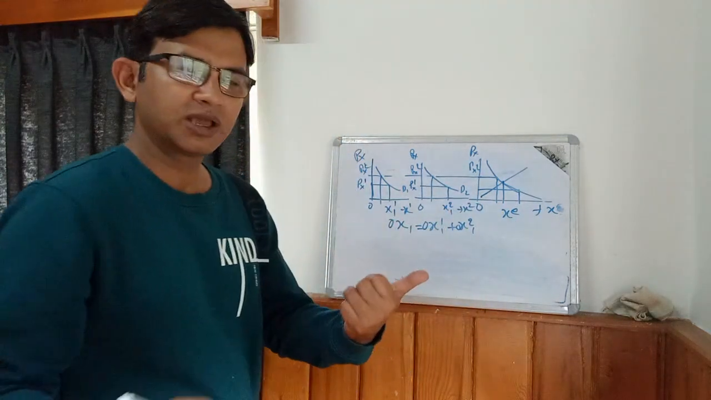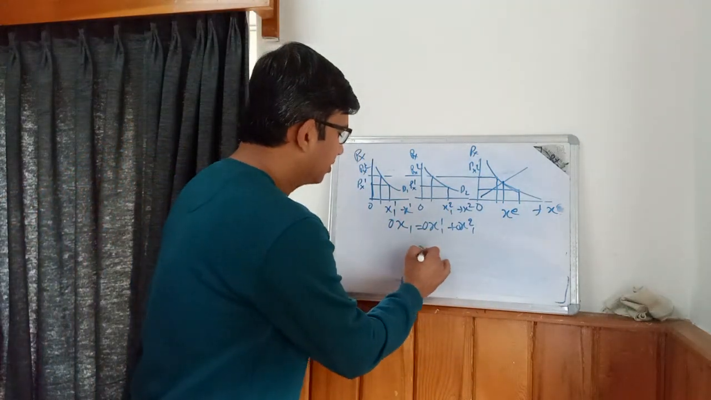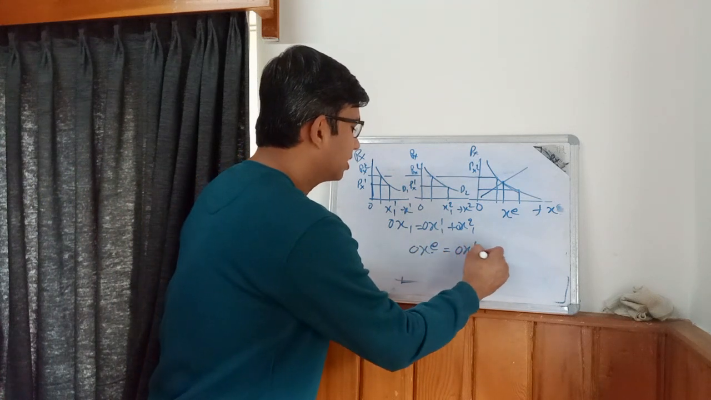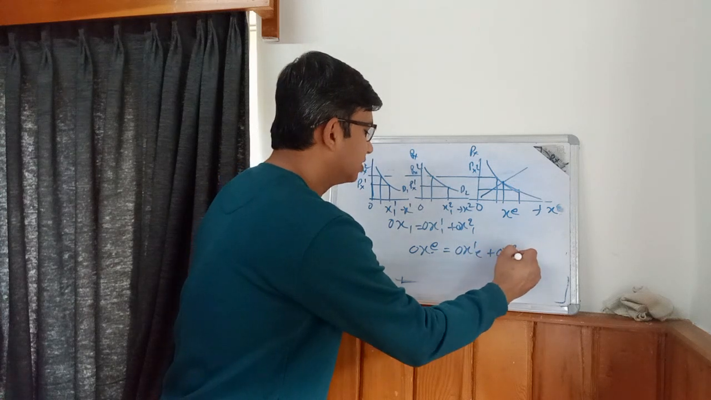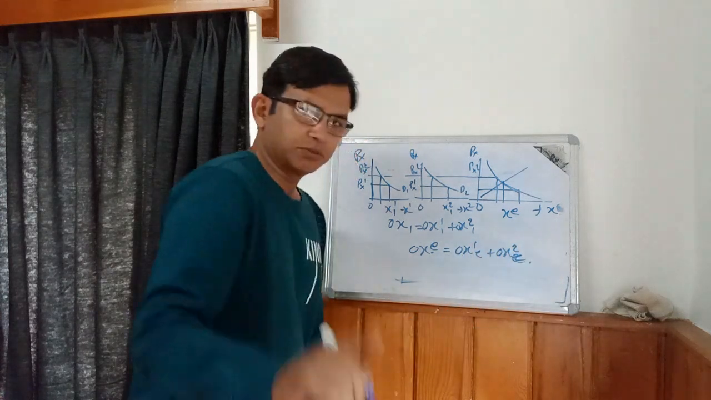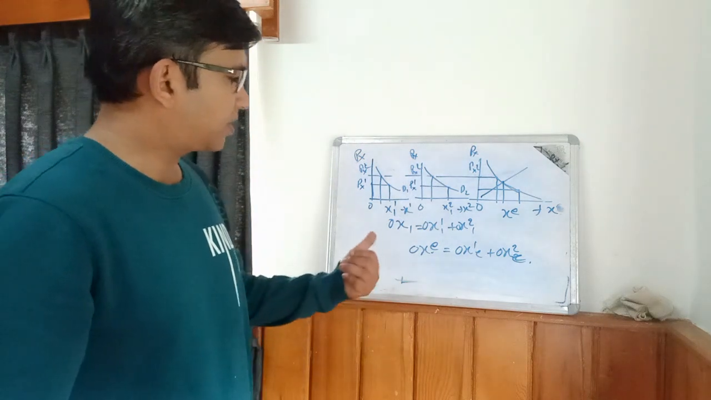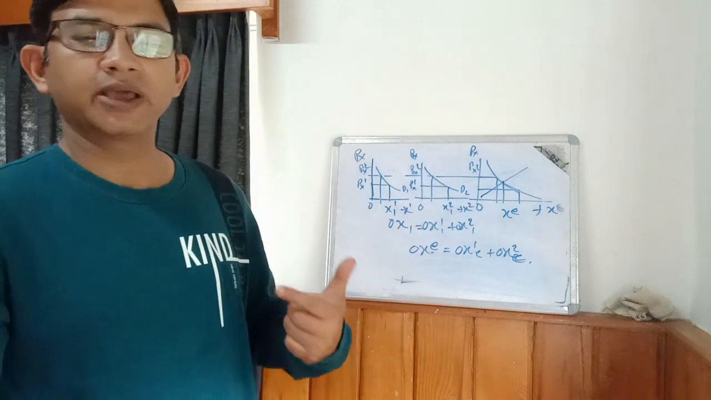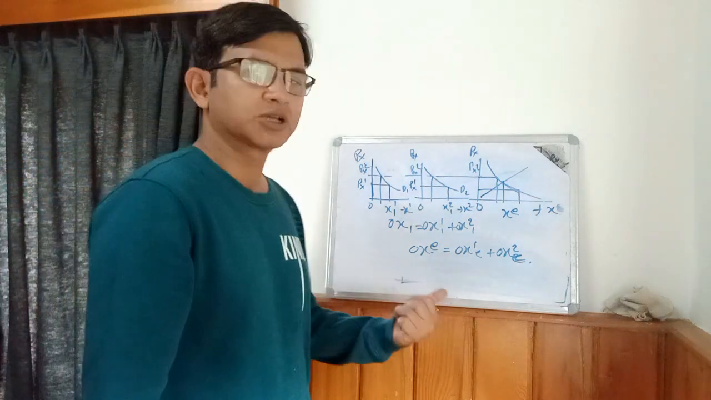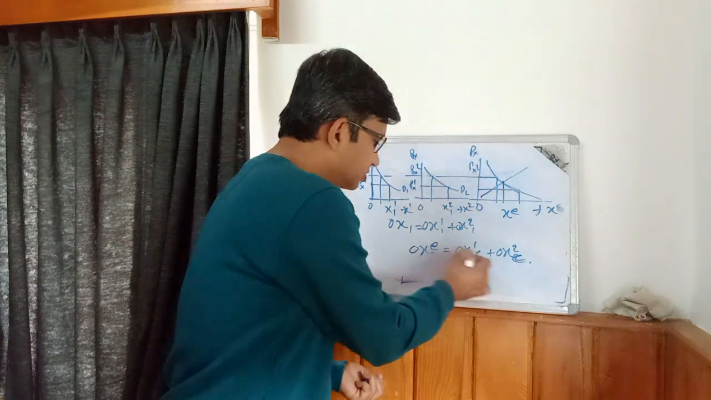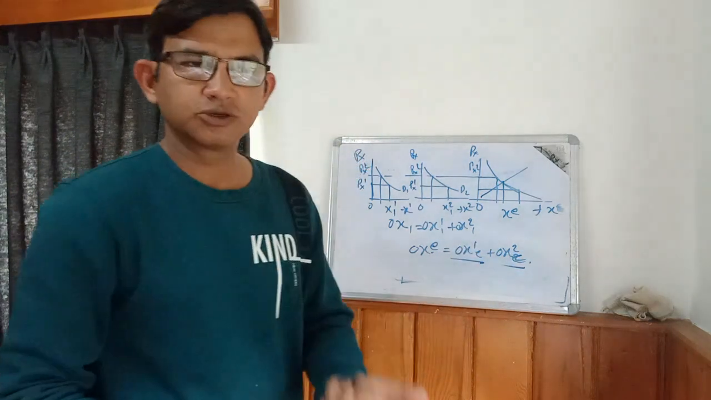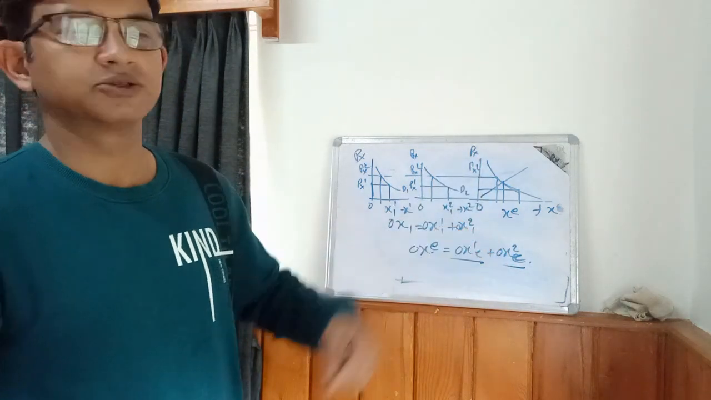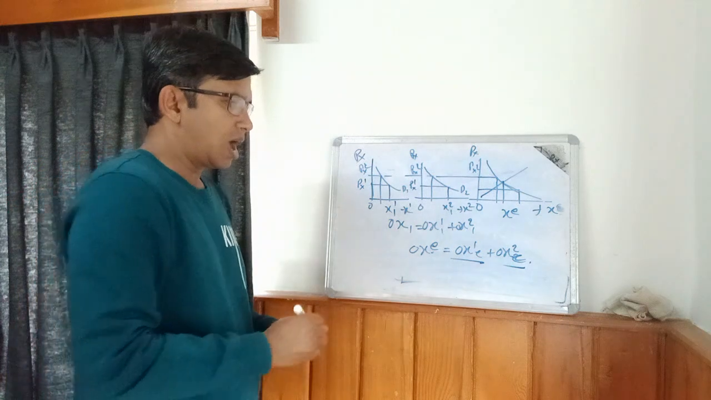So at this equilibrium, what will we find? That OXC equals OX1E plus OX2E. So the fact is that at any price level, the total consumption of X will be the sum of the consumption of X by consumer 1 and the consumption of X by consumer 2.